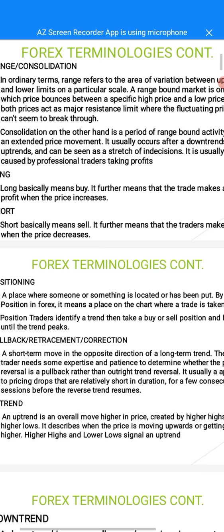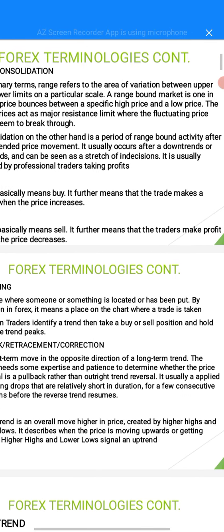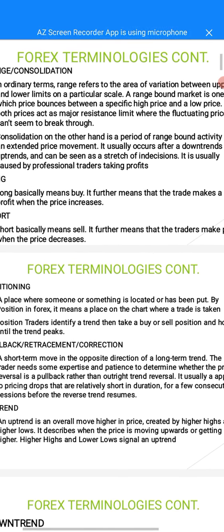Both prices act as major resistance limits, where the fluctuating price can't seem to break through. Well, here you just have to take it down. As we continue, I'm going to show you exactly what we are talking about.